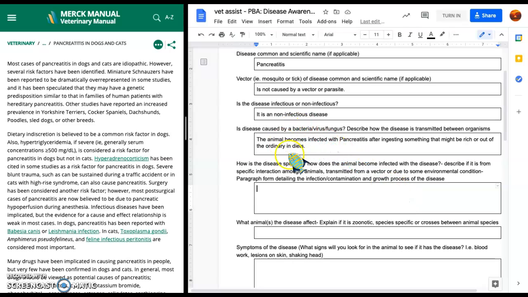So I did kind of explain that up here, and now it wants me to describe if it is from specific interactions amongst animals, transmitted by a vector, or due to environmental condition. Paragraph 1, detailing the infection or contamination and growth process of the disease. This is the really important part, the growth process of the disease. So once an animal eats overly rich food, the body is unable to process and digest materials as it should, causing a what? Let's see.